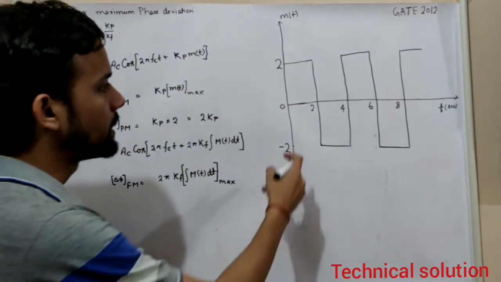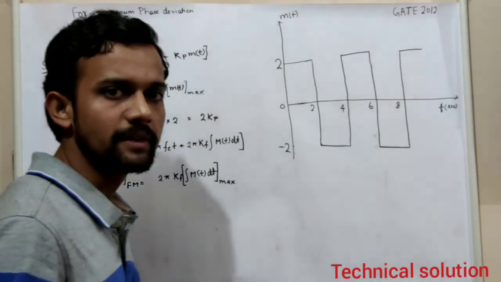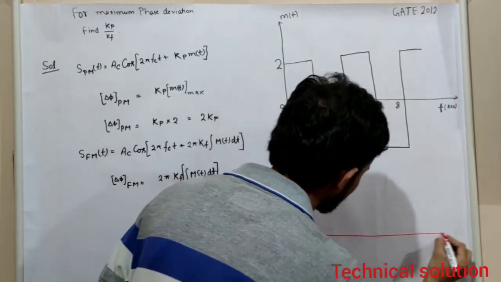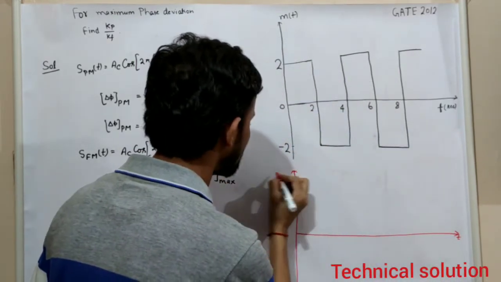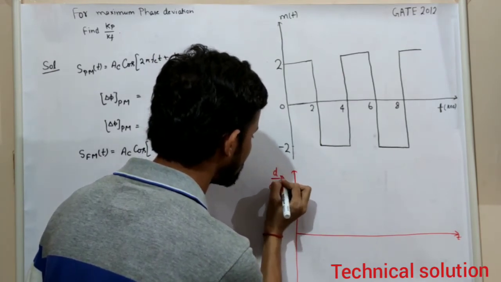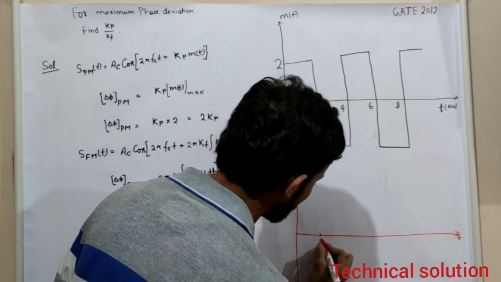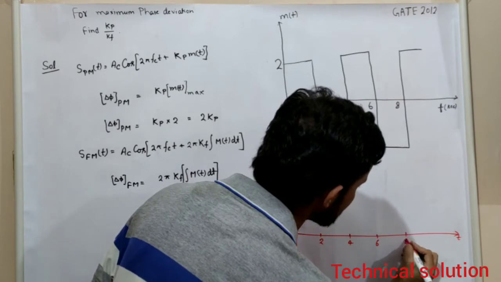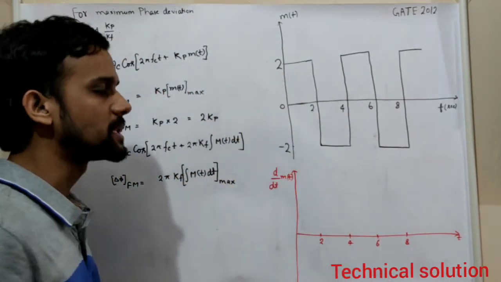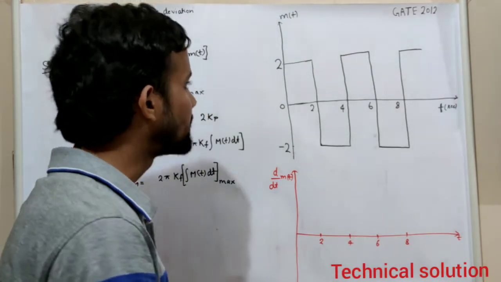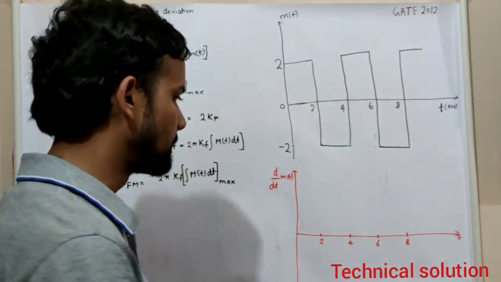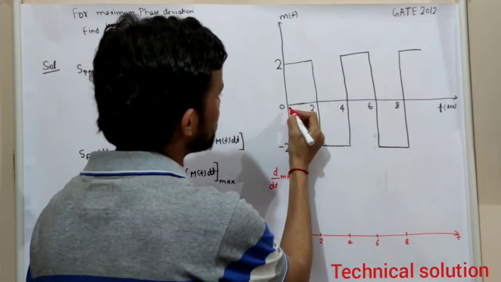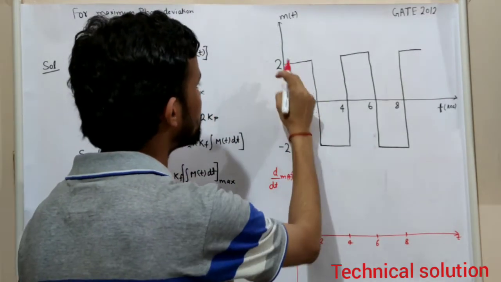Then how do we find the integration of this signal? The physical meaning of integration is its area. This is t, this is d by dt of m(t), and this is 2, this is 4, this is 6, and this is 8. As this is a step signal, and we know that the integration of a step signal is a ramp signal, how do we find the ramp signal? The area between 0 to 2 is 2 into 2, that is 4.